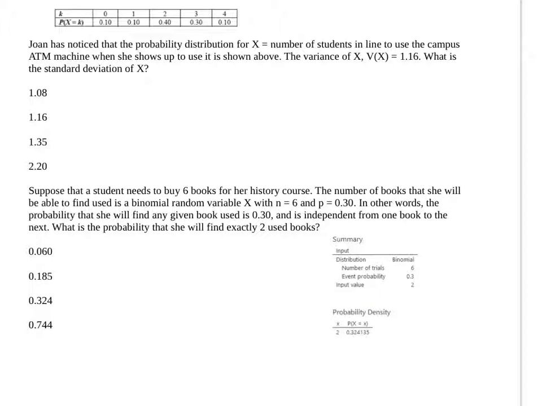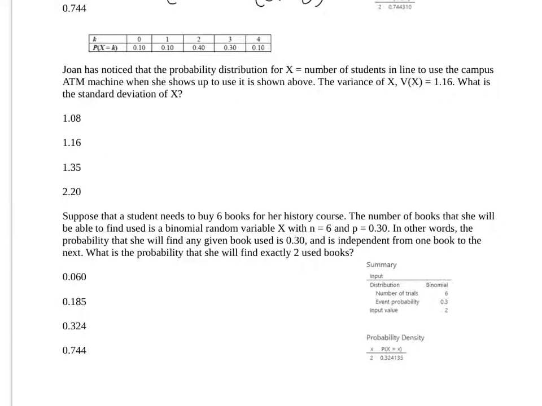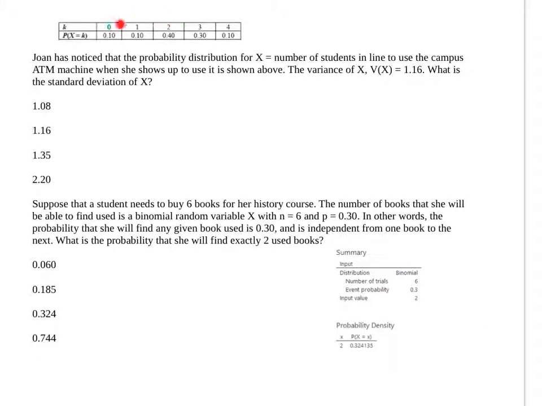So I'll tell you right now, most of this information here is not necessary. We don't need this table here, not necessary. We don't need this story about Joan and what's going on here. All we need to know is in the last 2 sentences. We have the variance of x. What's the standard deviation of x? Well, what is the standard deviation of x?